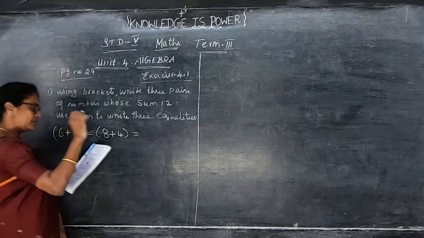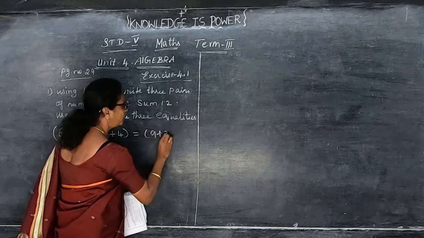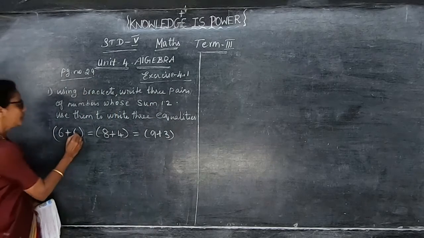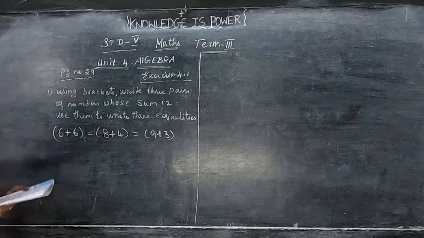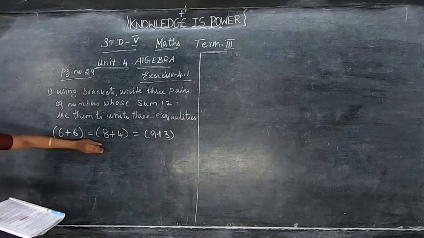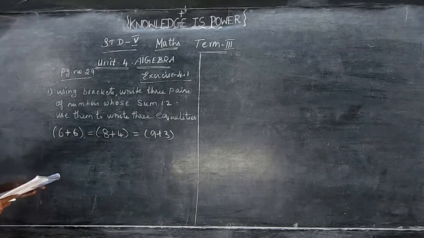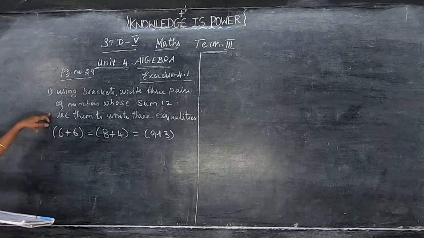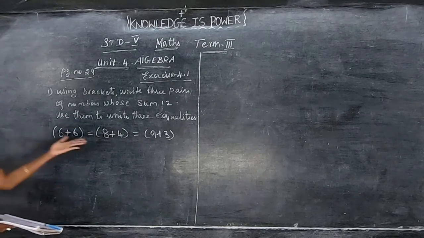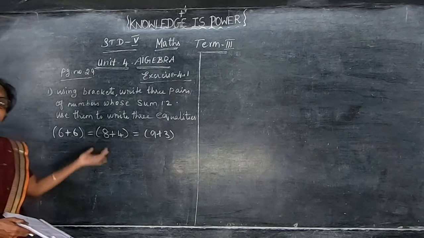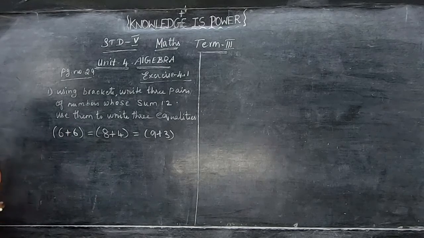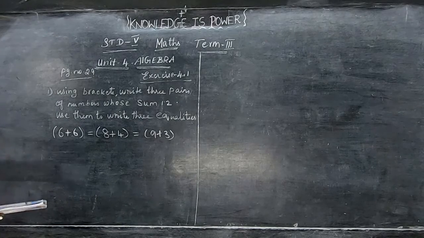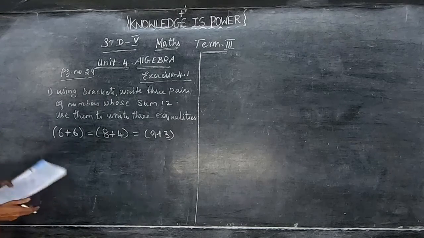Equalities should be written side by side like this. 9 plus 3: I wrote them one below the other so that you understand, but when you write with brackets you have to write side by side only. 6 plus 6 is 12 and 8 plus 4 is 12 and 9 plus 3 is 12. I have put the brackets, 3 pairs I have written, numbers whose sum is 12. You can write 9 plus 3, 3 plus 9, 4 plus 8, 10 plus 2 also. Can you understand, children? For 12, you have to write 3 pairs with brackets like this.